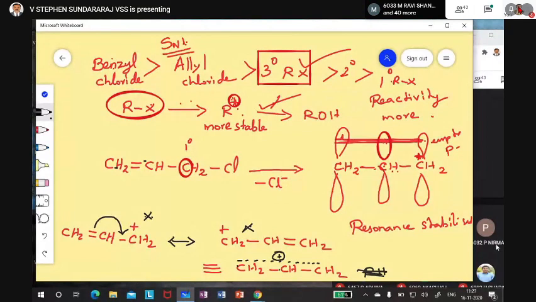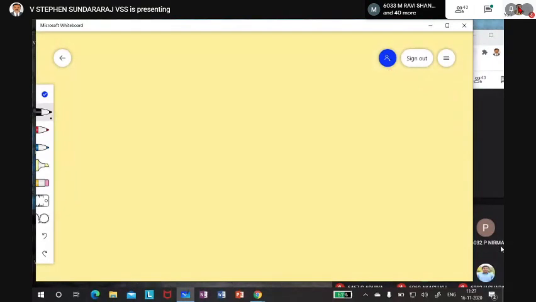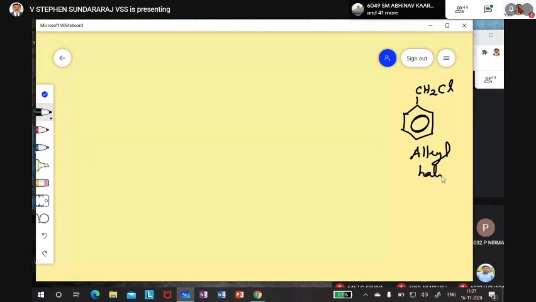I introduced that in the first classification. Benzyl and phenyl are different. Don't think that phenyl is more reactive. Benzyl means a benzene ring having one CH2, and this is actually an alkyl halide. It's not an aryl halide. Understand that. This is an alkyl halide because the halogen is attached to this carbon, which is alkyl. Not here.